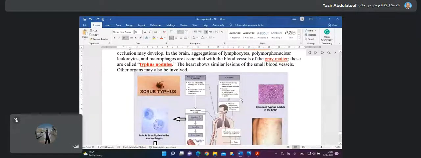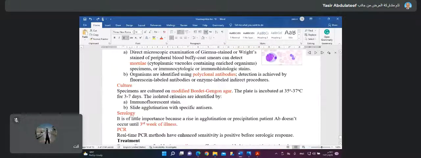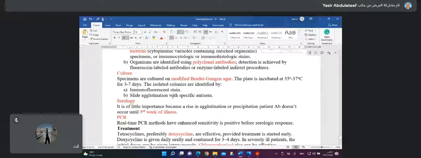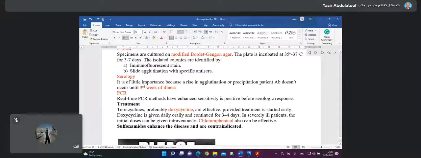الكالتشر عندنا هنا modified Bordet-Gengou agar نستخدمها very useful. طبعا ال requirement 37 degrees centigrade والresult يطلع لنا between 3 to 7 days. الconfirmation يكون by immunofluorescent plus slide agglutination. Serology هنا is of no use because it يعطيني result ورا 3 weeks of illness. يعني it is not a straightforward detection. Real-time PCR very important, very sensitive.